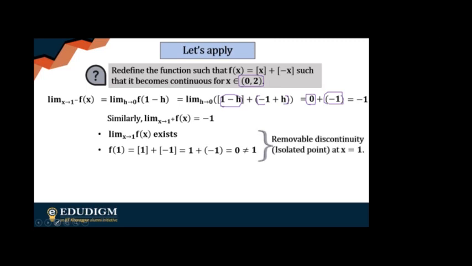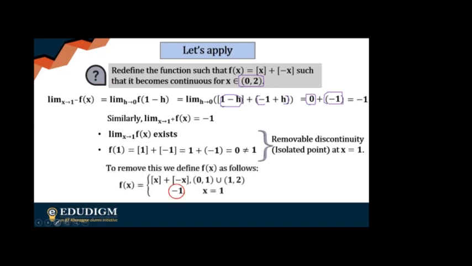Okay, so see, there's a removable discontinuity of the type isolated point. The limit exists, the functional value exists, but they're not equal. So we redefine the entire thing. As you see, from 0 to 2, up to 1, or from 1 to 2, this open interval, there's no problem. But for x equals 1, we have assigned this value so that it becomes continuous and equal with the limit. I hope this is okay with all of you.